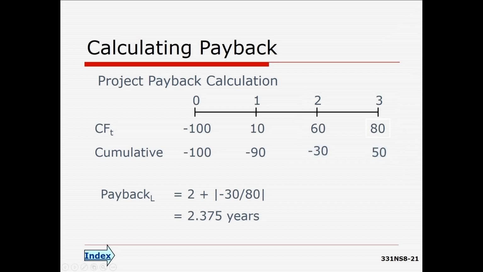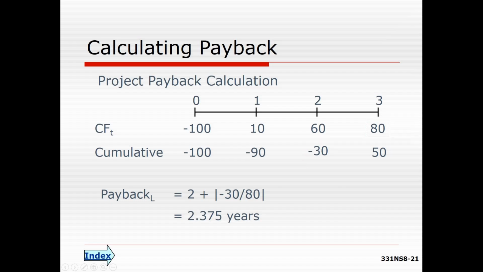A fundamental assumption in finance is that cash flows occur at the end of each period, but in this specific case, we assume they are evenly spread throughout the year. So we want to know how far past year 2 toward year 3 we have to go to exactly pay back our initial investment. The logic in this example is that at the end of year 2, we're still short $30, but by the end of year 3, we earn another $80. So how far into the year do we have to go to cover that $30?